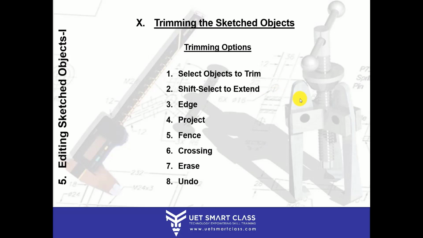Now, as in fillet and chamfer, trimming also has various options within when you invoke the tool. First is select objects to trim. Then you can also shift select to extend, means within the trim command you can press the shift key of your keyboard and use the extend tool. Then there are the edge method, project option, fence option, crossing option, erase and undo. We'll discuss all these in AutoCAD.